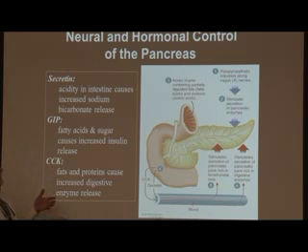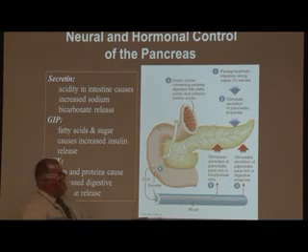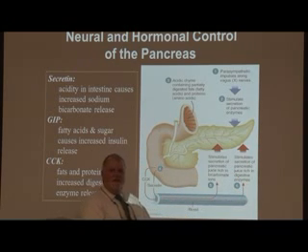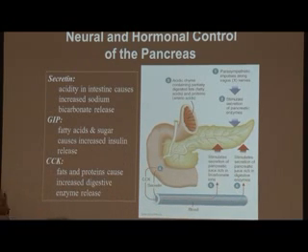Right? And then CCK is going to be released when the chyme exiting the stomach is high in fats and proteins. So you get this chyme exiting the stomach, it's got a high percentage of fats and proteins in it, and that causes CCK to be released. And CCK signals the cells to make the digestive enzymes that are required for you to digest the fats and digest the proteins.